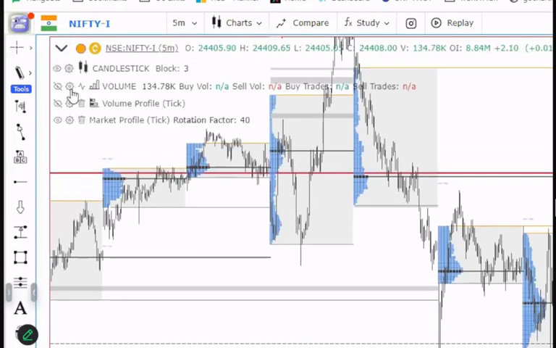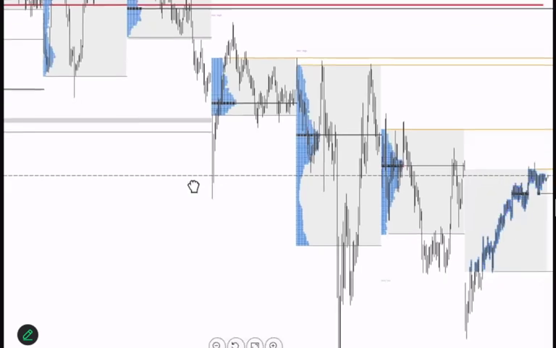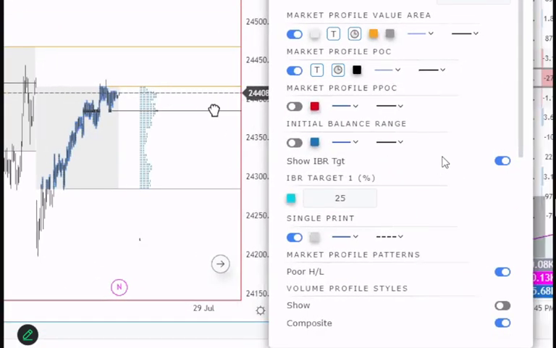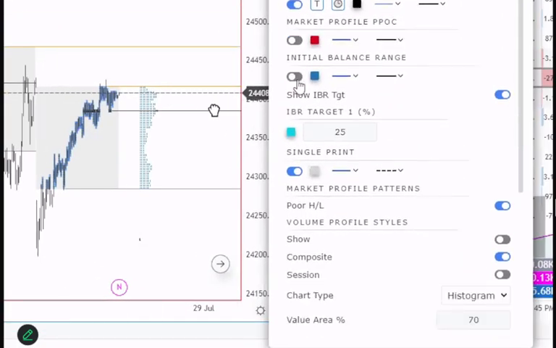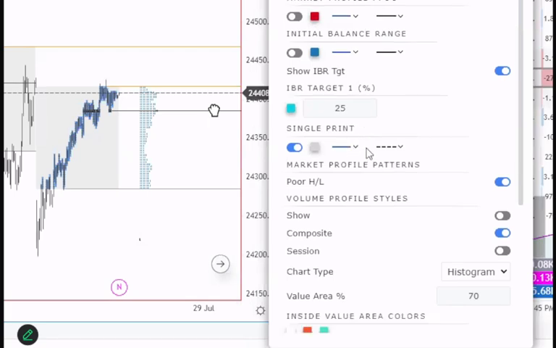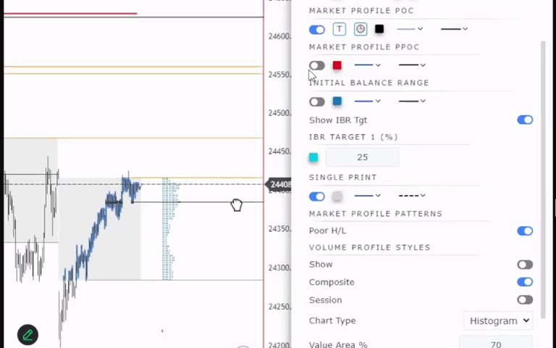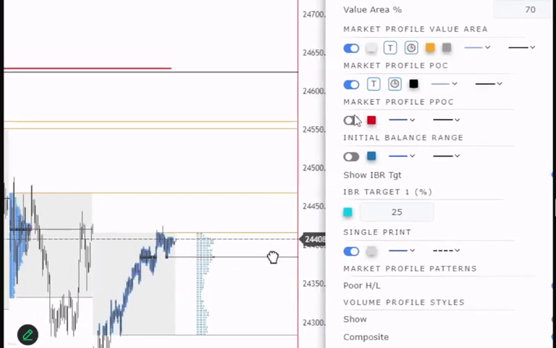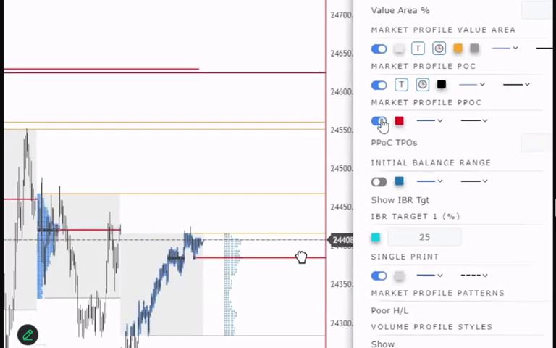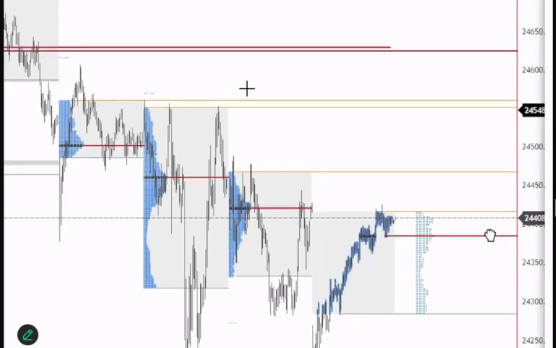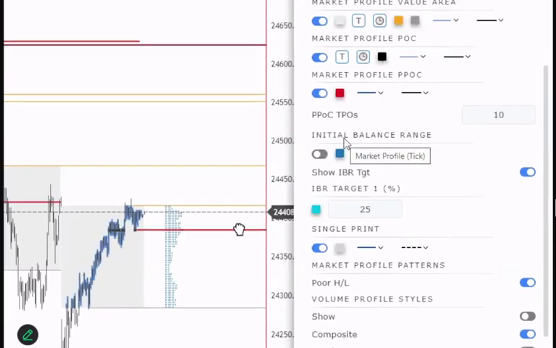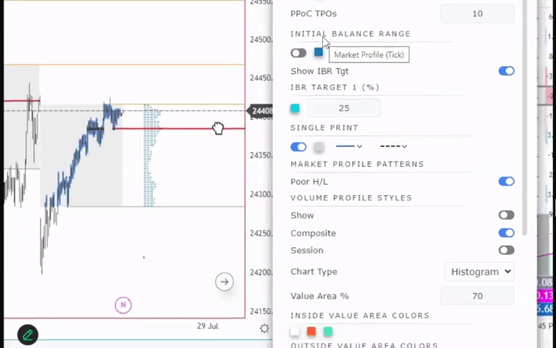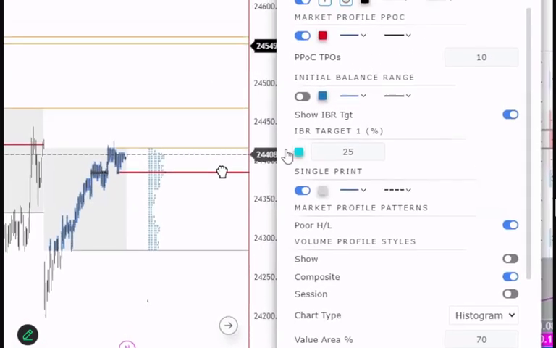Okay, and then there's something called a prominent POC. If there are multiple POCs concentrating in a region, this is called a prominent POC. Basically, if multiple POCs are concentrated in a region, you can highlight it as a prominent POC. So a prominent POC has more weightage compared to the normal POC, because more volume has traded here.